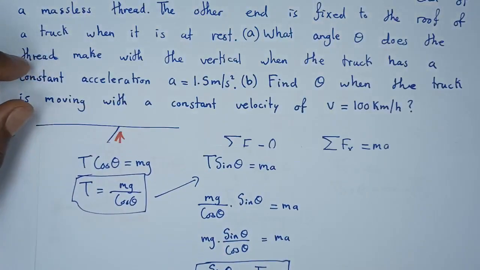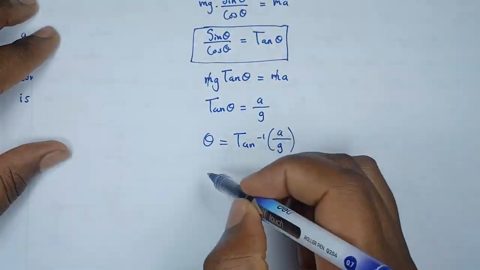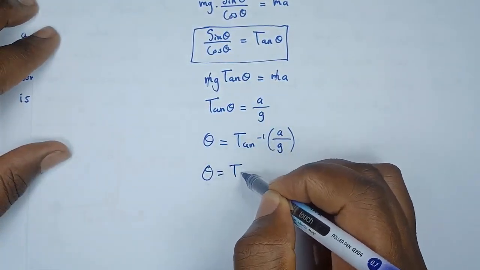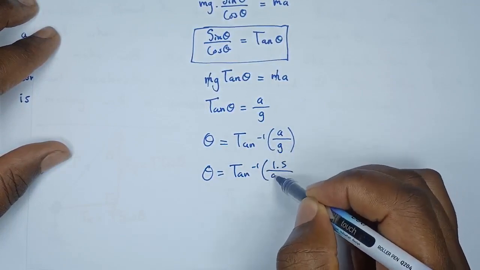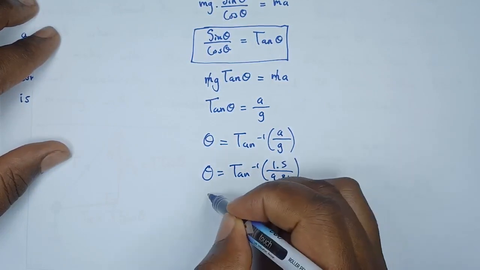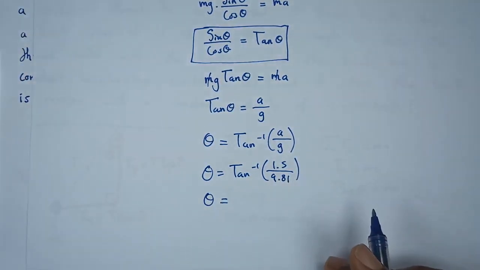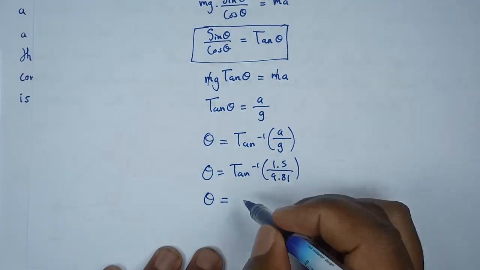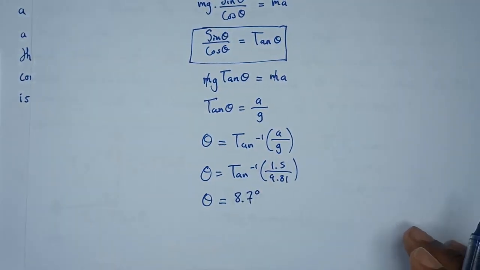Let's go back to the question. What is a? It is 1.5. So to find theta, we say theta is equal to tan inverse of 1.5 over g, which is 9.81. The tan inverse of this gives us 8.7 degrees. So that's our angle of interest.